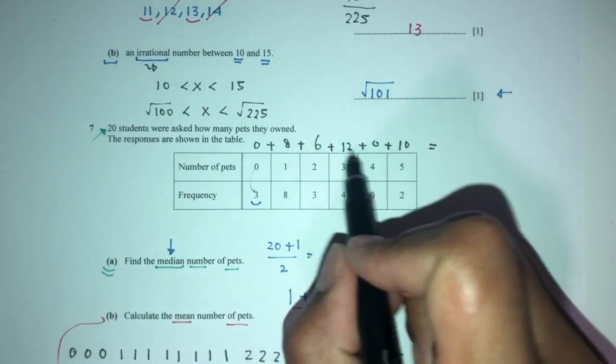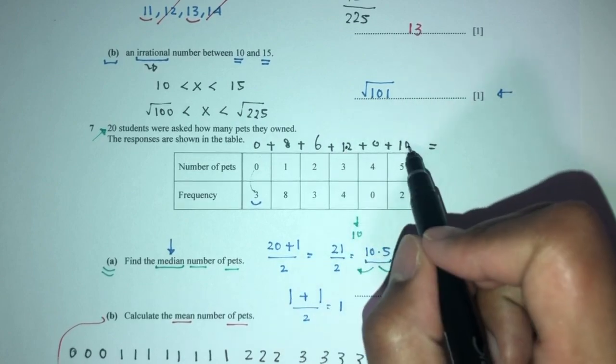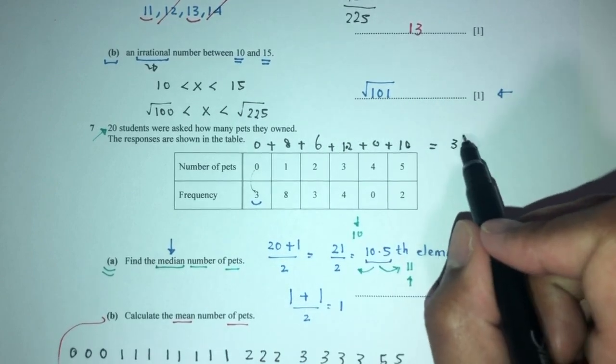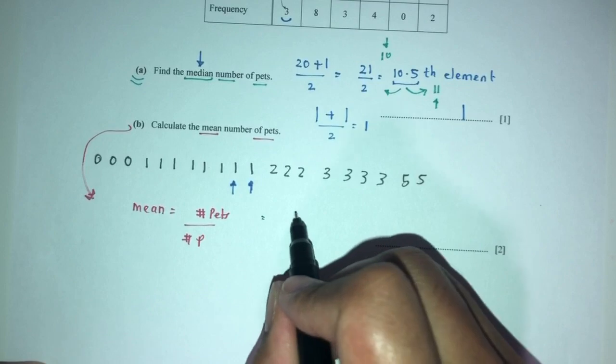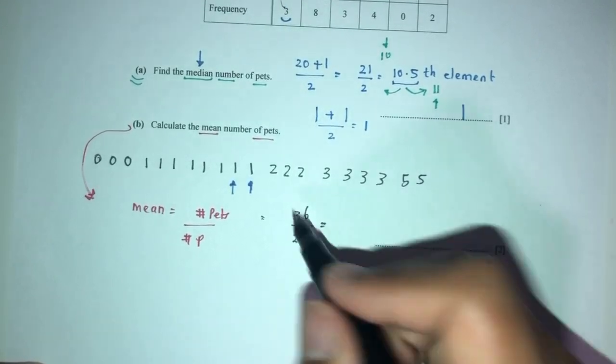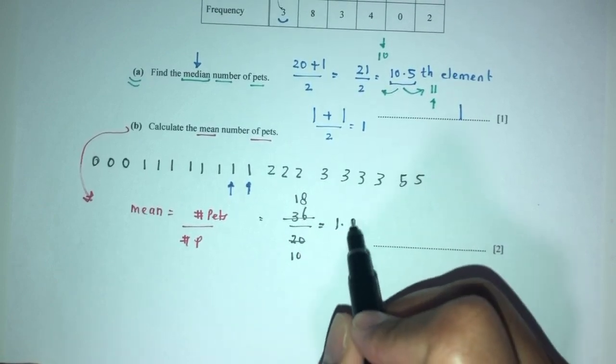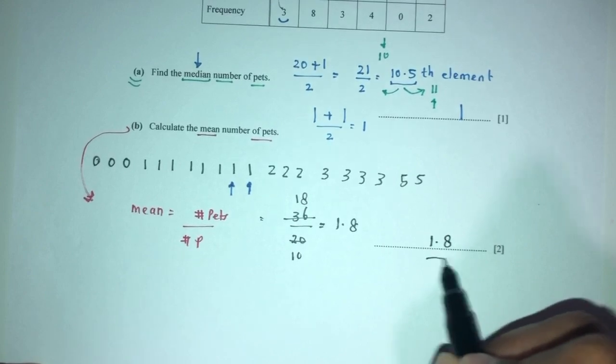So let's do the summation. That will be 8 plus 12 is 20. 20 plus 10 will be 30. 30 plus 6 will be 36. So the mean number will be 36 divided by the number of people, which is 20. Divided by 20, you will have 18 over 10, and that will be 1.8 as your answer for the mean number of pets.